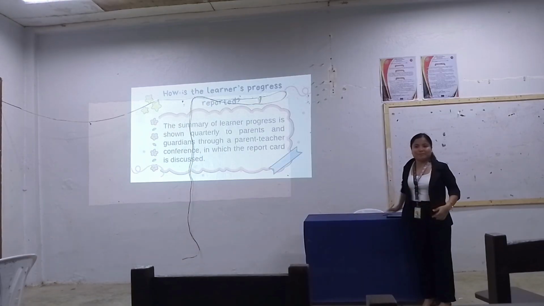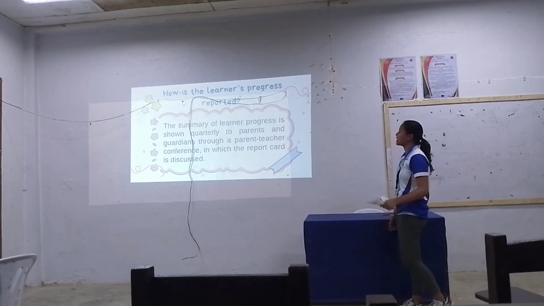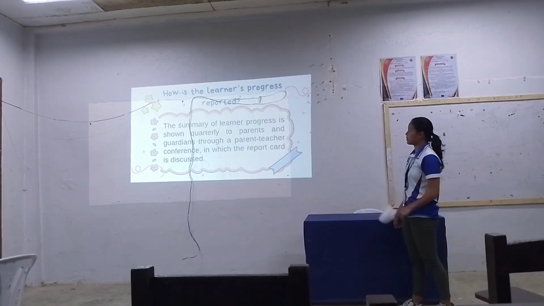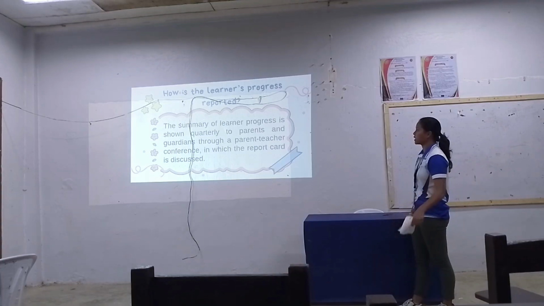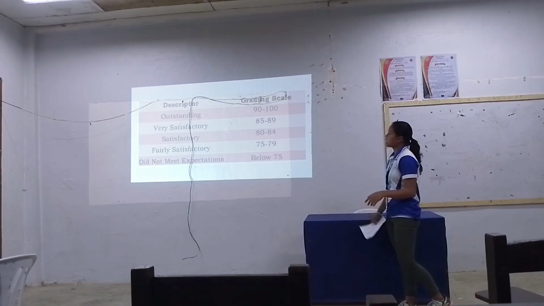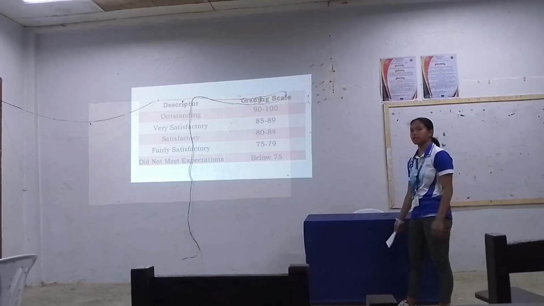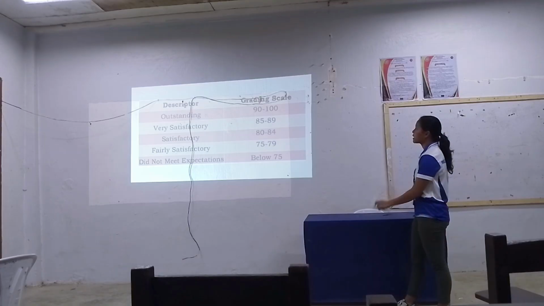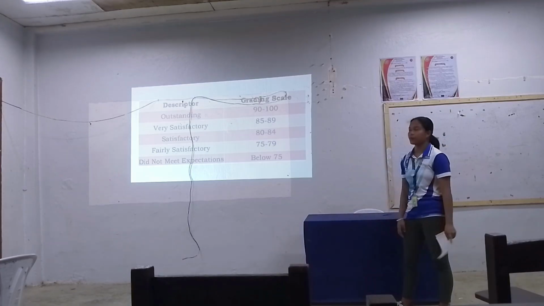Teacher Allison. So I'm going to discuss how the learner progress is reported. So the summary of learner progress is shown quarterly to parents through a parent-teacher conference in which the report card is discussed. So this is the table. This table shows how the learner's progress is reported to the parents or the guardian. So it uses 5 categories to describe the performance.